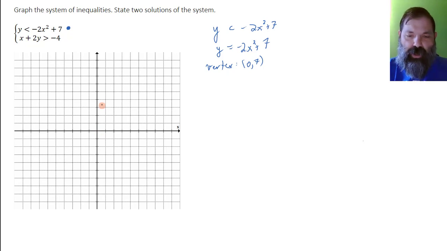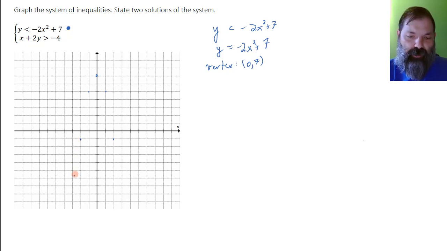And then we could plot some other points. So let's assume a scale of 1s here. 1, 2, 3, 4, 5, 6, 7. So I've got 0, 7 as my vertex and some other points. If x was 1, I'd have the point 1, 5. I'd have the point negative 1, 5 by symmetry. If x was 2, I'd have negative 2 times 4 is negative 8 plus 7 is negative 1. So I'd have 2, negative 1 and negative 2, negative 1.